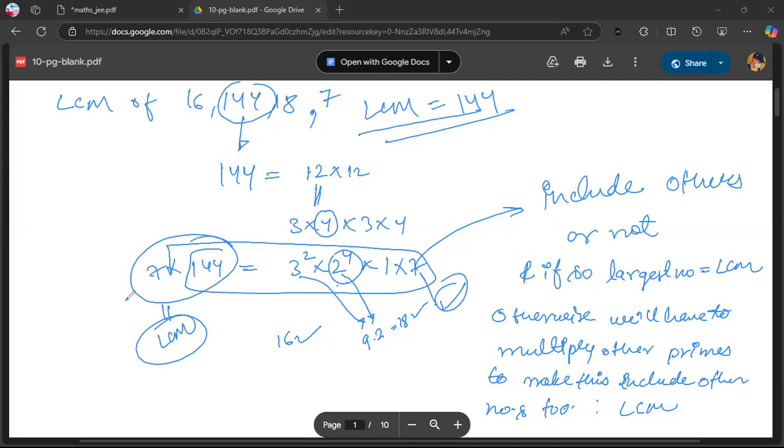Understood? Should I give one more example? One more example needed or not? Let me give it. Now we have to find the LCM of 81, 27, 36. What is the biggest number out of these three numbers?